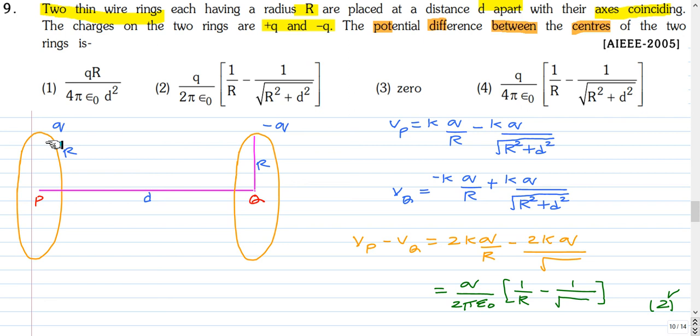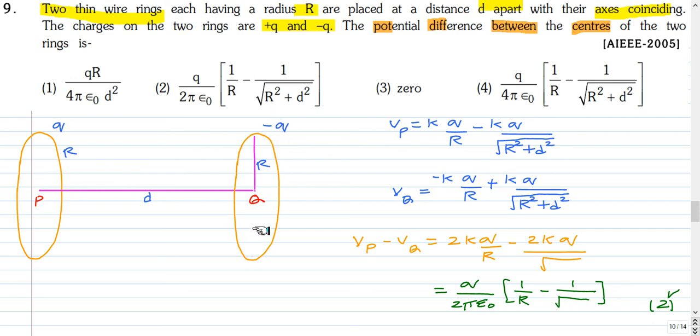So the left ring has a charge plus Q and the right ring has a charge minus Q, and they are separated by a distance D and the axes are coinciding, so it's like this. The potential at this point P is due to this charge Q and also due to this charge minus Q. All the elements of this charge Q are at a distance of R from this P. So the potential due to this ring of charge Q will be KQ by R, and all the elements of the ring having minus charge are at the same distance from this point P, and potential is a scalar quantity, and the distance is square root of R square plus D square.